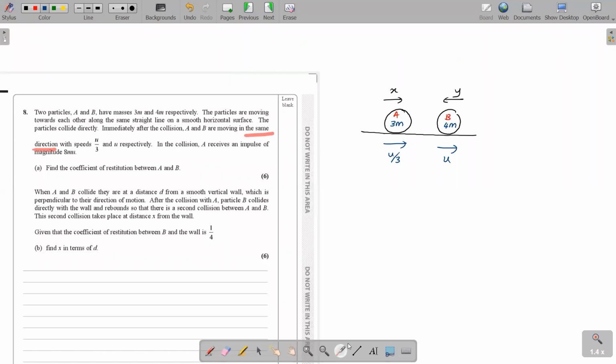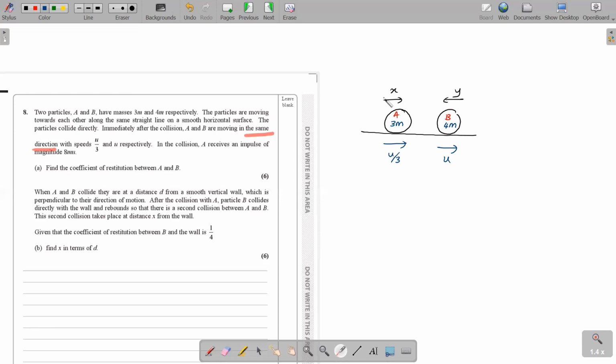Okay, so we'll quickly go back to the question. Where were we? We are supposed to find the coefficient of restitution between A and B, and I was explaining about the directions. They say after the impact, A and B are moving in the same direction with speed u over 3 and u. You must mark u over 3 and u in this particular direction, because u is higher than u over 3, and this is the only side that makes sense in this question. And then they talk here about the impulse.